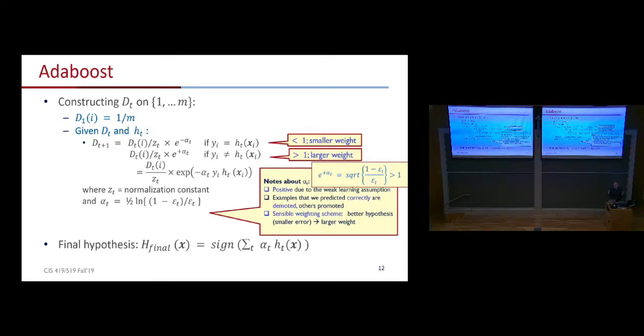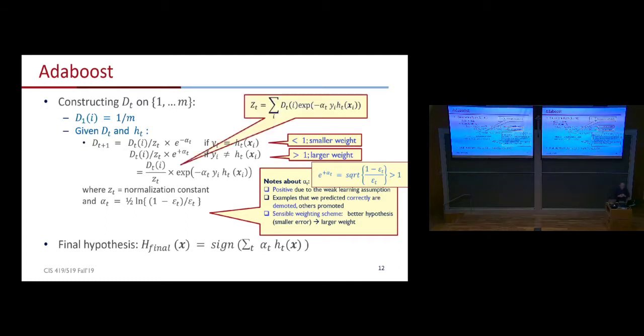And if we did not make a mistake on it, we reduce its weight. It's less important. We already know how to deal with this example. Basically, this is what the algorithm is doing. What is this ZT? This ZT is just a normalization factor, right? I want to make sure that the sum of all this over all the m examples is 1. So this is defined as the sum over all examples of Dt e to the minus this, right? And now when I divide by Zt, I get 1. Okay, so that's the algorithm.